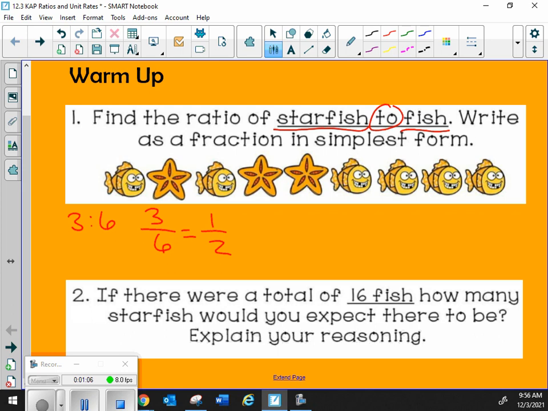Okay. Number 2, if there were a total of 16 fish, how many starfish would you expect there to be? Now, this level got confused on this in first period. I got thrown off by the word total. Is that giving me the total or is that giving me the part? It's actually giving me the part because again, this ratio is talking about the number of starfish to fish. Okay, it's talking about the number of fish. It's talking about the denominator.